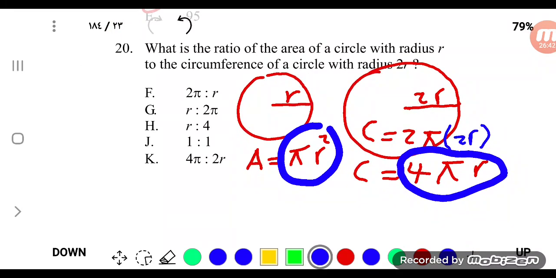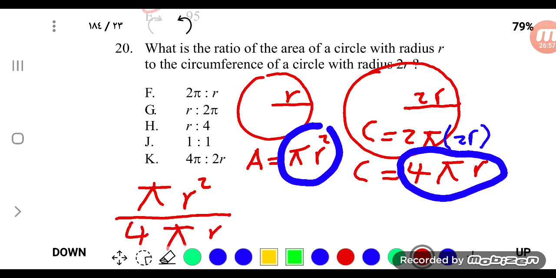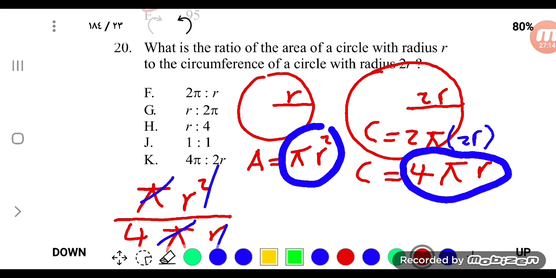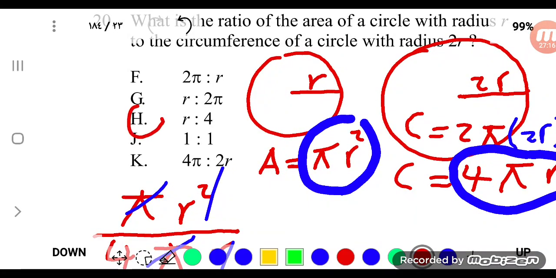So let's divide them. Pi r squared divided by 4 pi r. Now pi and pi cancel, r squared cancels with r, so we get r over 4. So option H is the correct answer.